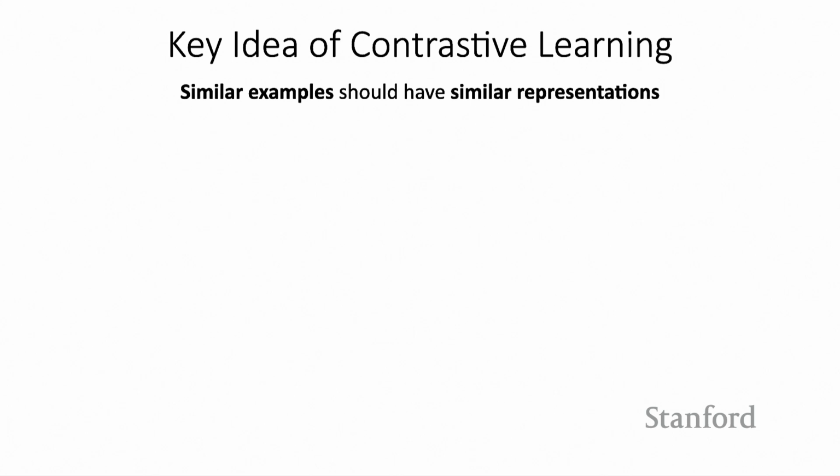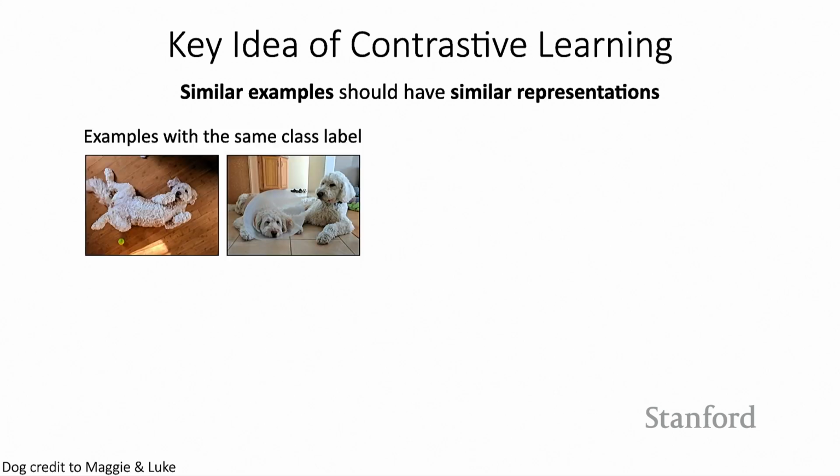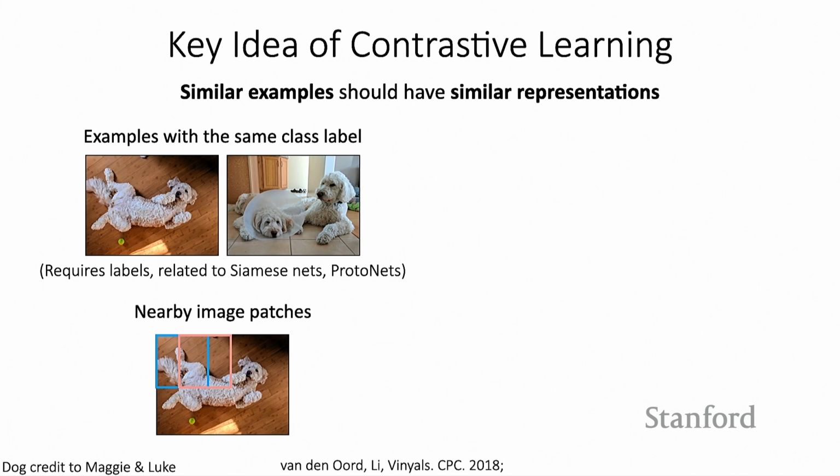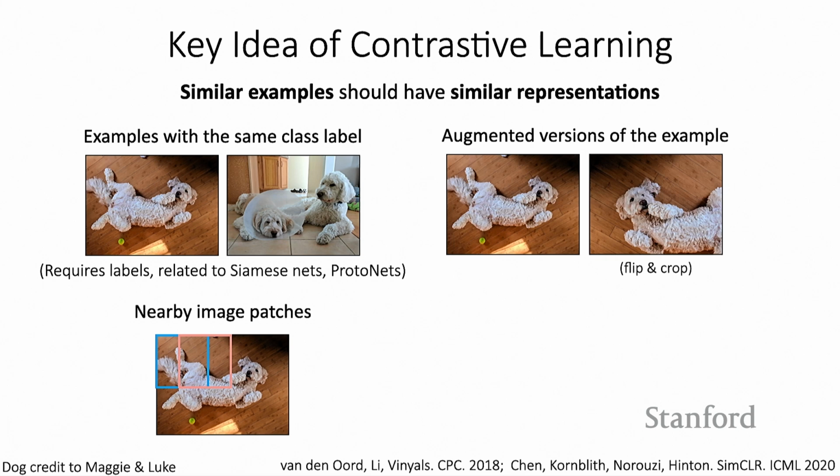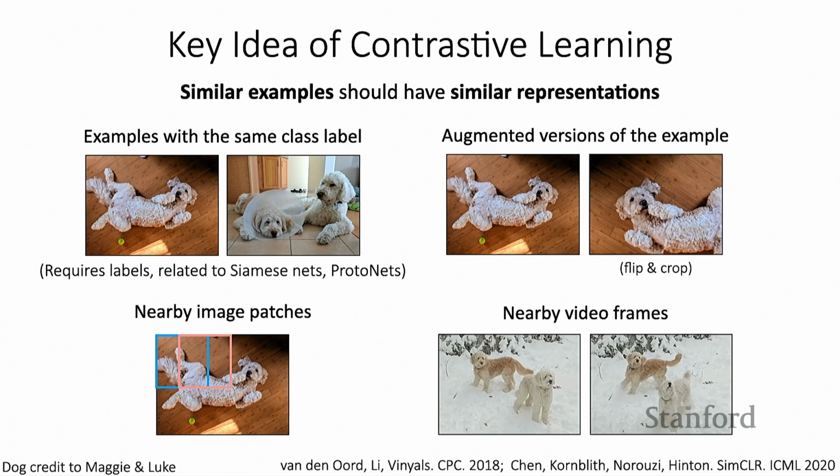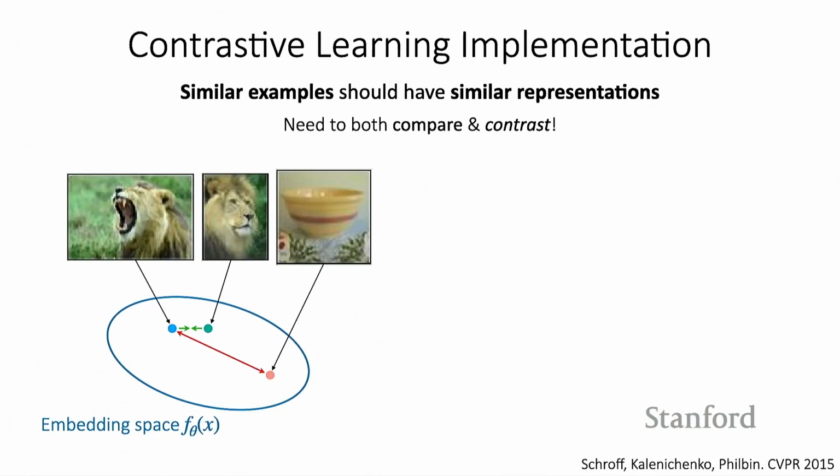And after that, we talked quite a bit about contrastive learning on Monday. So the basic idea here is that examples that are similar, in some sense, should have similar representations. And so this could be examples that have the same class label. This could be examples that just come from nearby regions of an image if we don't have class labels. It could be augmented versions of the same example by flipping or cropping or adding noise. Or if we have temporally structured data like videos, we can take video frames that come near each other in time to get positive pairs.